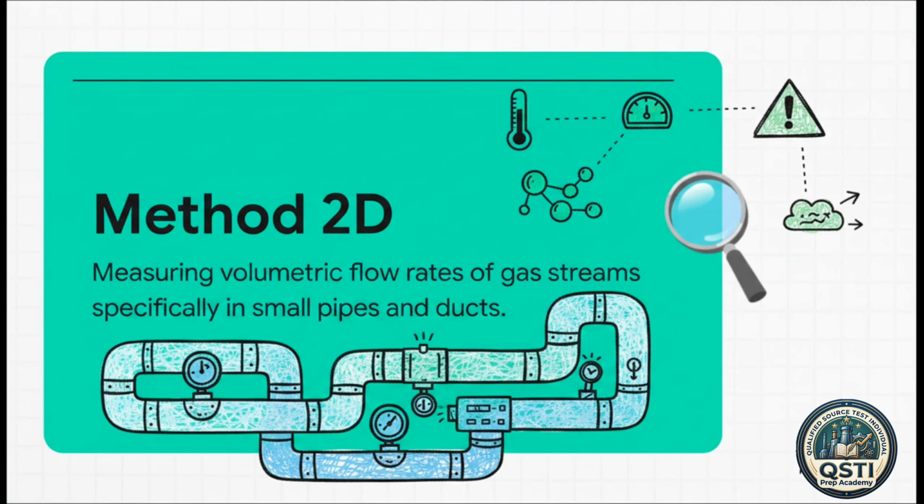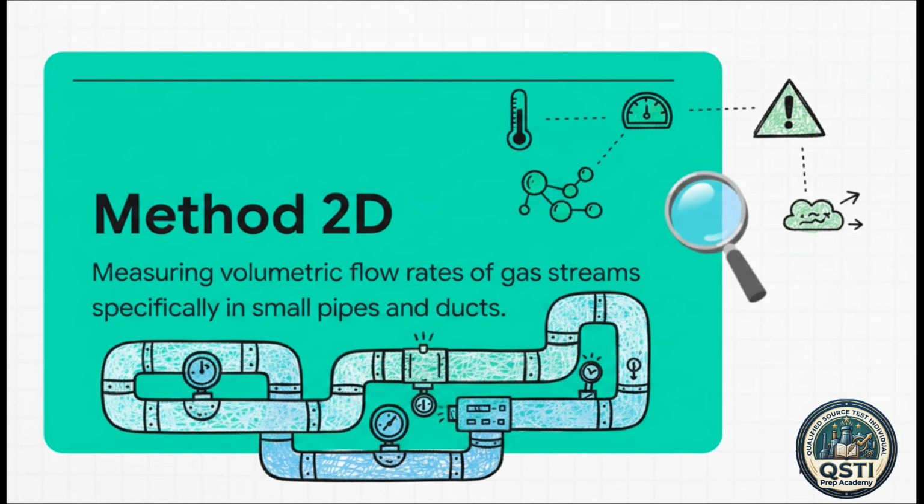So what exactly is Method 2D, and when are you actually supposed to use it out in the field? Well, the absolutely critical thing to remember for your exam is that Method 2D focuses specifically on small pipes and ducts. Basically, all the gas flow in that pipe or duct gets directed through a device to measure the flow rate or pressure drop. But listen up, because here is a massive caveat straight from the EPA guidelines. You need to use extreme caution if you're applying this to intermittent or variable gas flows.